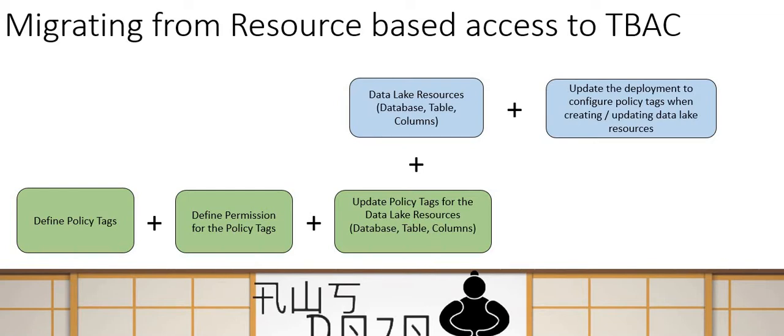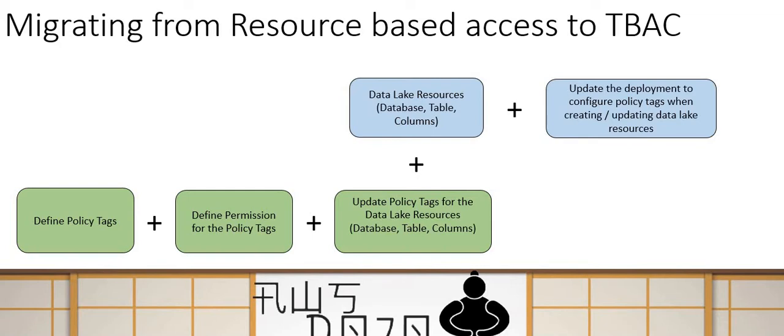The way you have to change your deployment is that now when you create your resource, you also configure your policy tags so that based on the policy tag permissions defined over here, you automatically get the access control enforced on your data lake resources. So this is how you can migrate, if you are already using Lake Formation and you have resource-based access control and you want to migrate to tag-based access control.